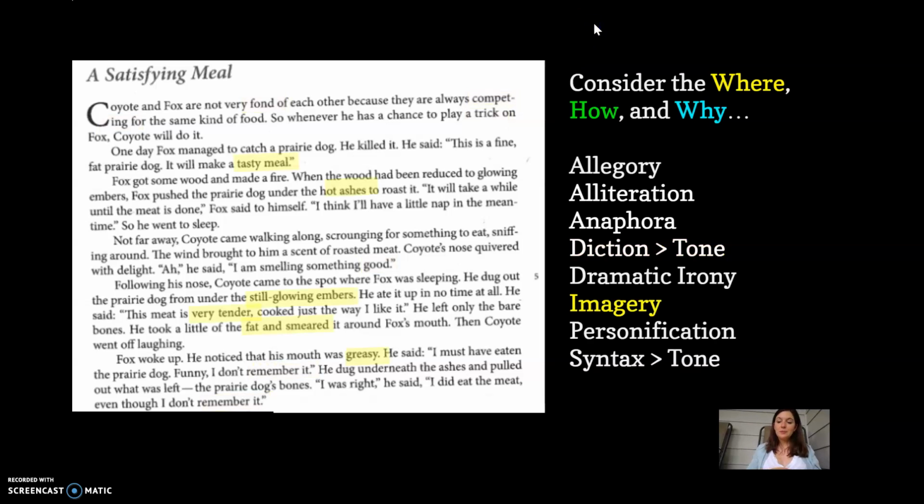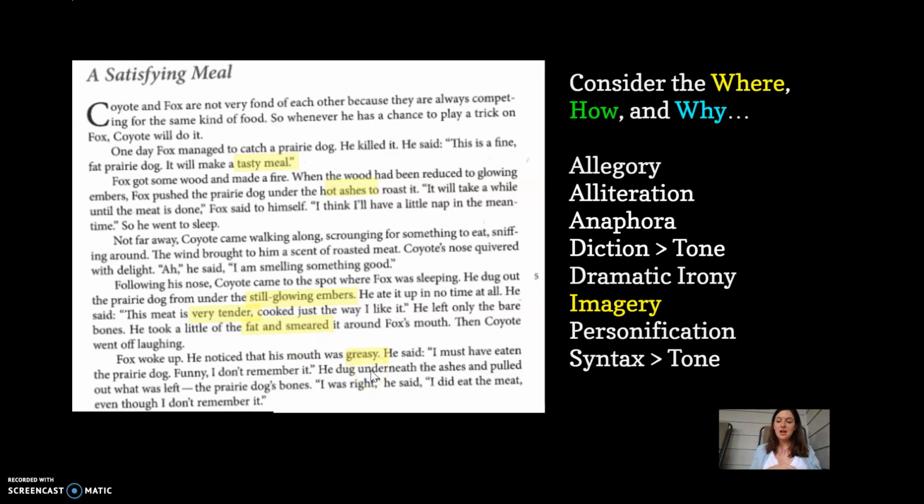Let's talk about imagery. So imagery also comes down to specific words, but while diction creates tone, the purpose of the imagery is to appeal to our senses of sight, sound, smell, taste, and touch. And so when we look at this, the instances where they occur of imagery are tasty meal, hot ashes, still glowing embers, very tender, fat and smeared, greasy. So all of these are textural.